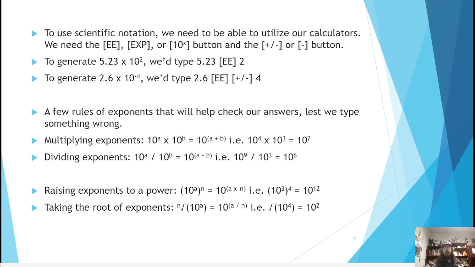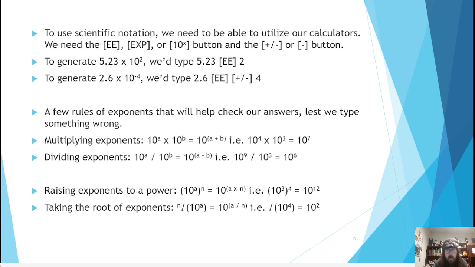But one way to check whether our answer is right is to remember these simple mathematical rules. If I have the same number raised to different exponents, or even the same exponent, and I multiply them together, the answer is going to be the number raised to the sum of those exponents. So if I have 10 to the fourth and 10 to the third, the answer is going to be 10 to the seventh. I know that without having to use my calculator.